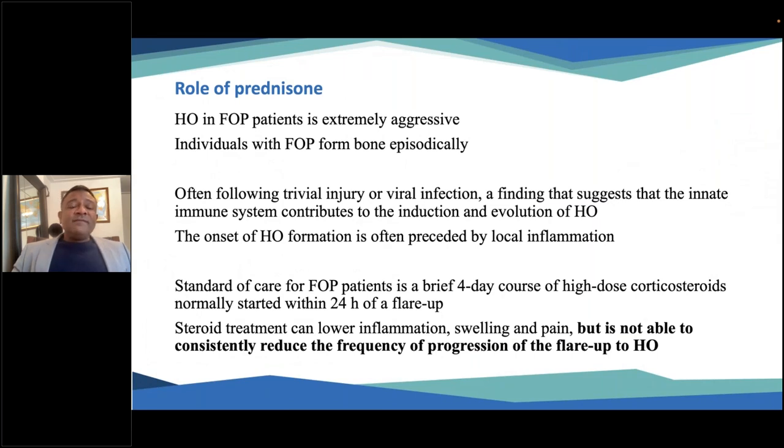The inflammation that occurs in a flare-up is extremely painful and debilitating. What we have found is that a short, sharp dose of high-dose prednisone is very effective in reducing pain and inflammation. This is 1 or 2 milligrams per kilo for 4 days, and typically a patient has this at hand, pre-prescribed and available to use as soon as a flare-up occurs. Of course, this does nothing to reduce the progression of heterotopic ossification. It simply relieves symptoms and pain.